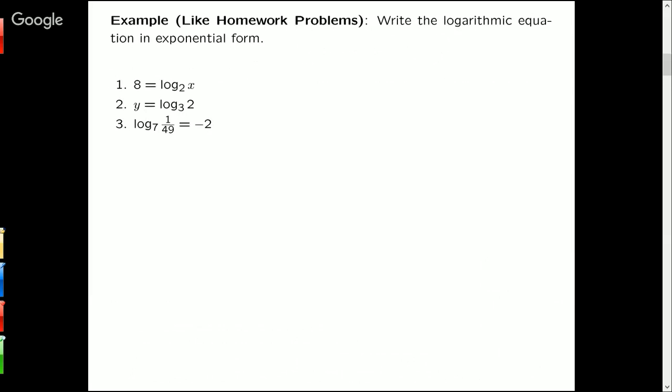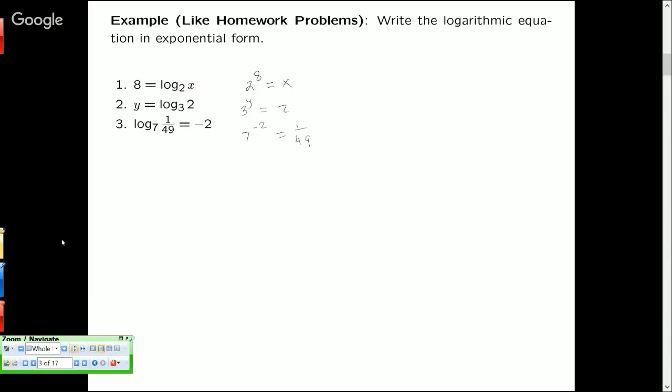Write the logarithmic equation in exponential form. So this one becomes 2 to the 8 equals x. The second one would be 3 to the y equals 2. So how would we write the last one? 7 to the negative 2 equals 1 over 49. Okay, you guys see the pattern? You have a whole bunch of those. We do those on our homework.